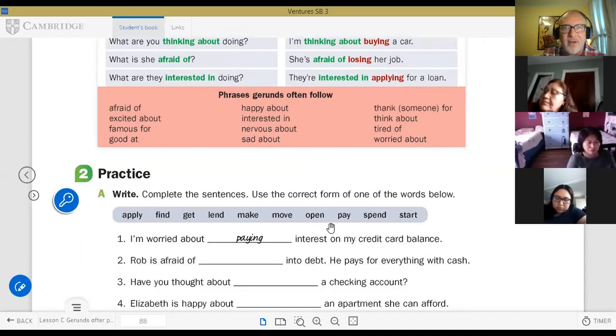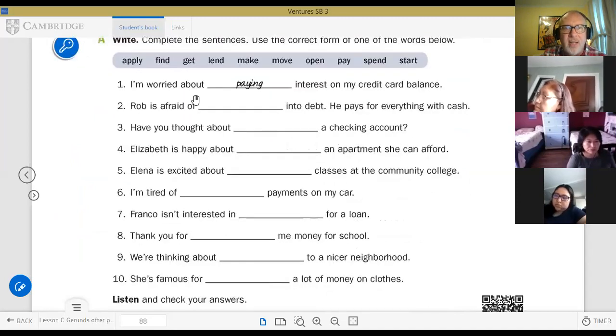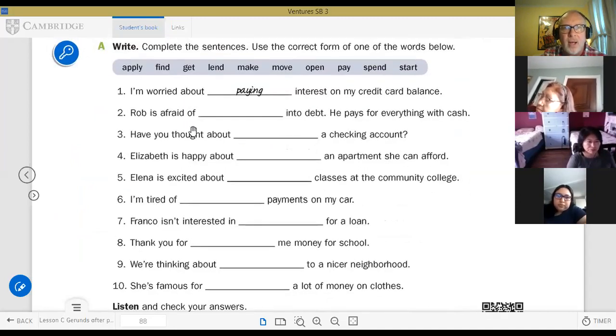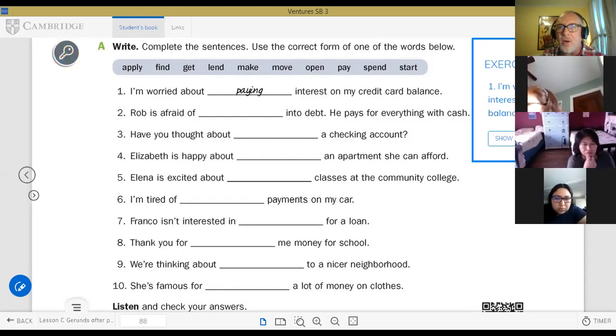All right, what do we have here? We have some words. And you'll see all 10 of these have prepositions. About, of, about, of, in, for, about, for. Our job is to take one of these words and put it in a gerund. Okay, so you see the first one. I'm worried about paying the interest on my credit card.